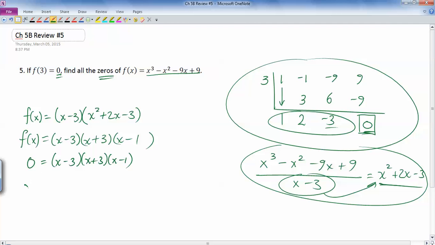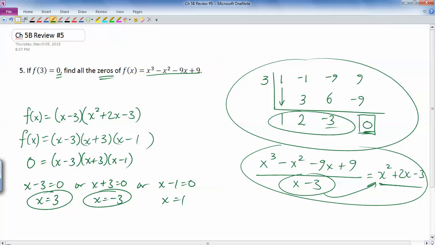And then you just set each one equal to 0. So x minus 3 equals 0, or x plus 3 equals 0, or x minus 1 equals 0. And so in this case, I get the 3. In this case, I get the -3. And in this case, I get 1. And so there are my answers.